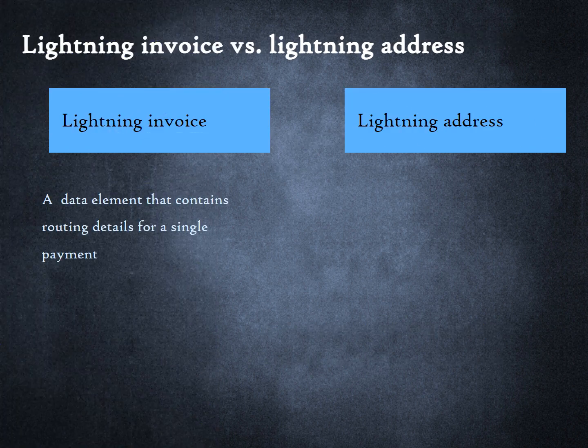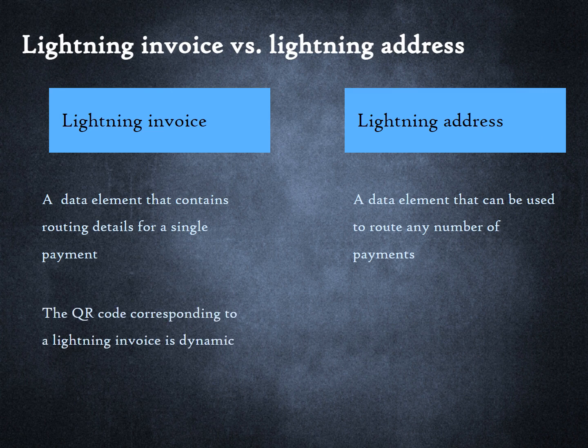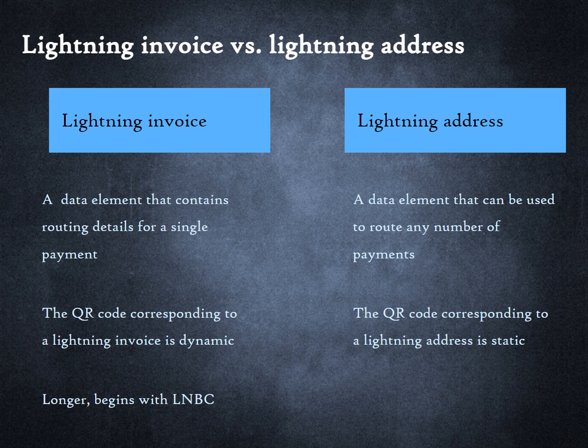A Lightning invoice is a data element that contains routing details for a single payment. A Lightning address is a data element that can be used to route any number of payments. The QR code corresponding to a Lightning invoice is dynamic, while for a Lightning address it is static. The Lightning invoice address is longer and begins with LNBC. The Lightning address begins with LNURL.